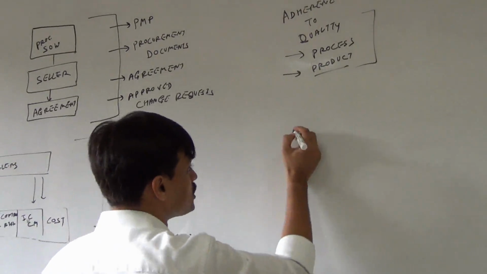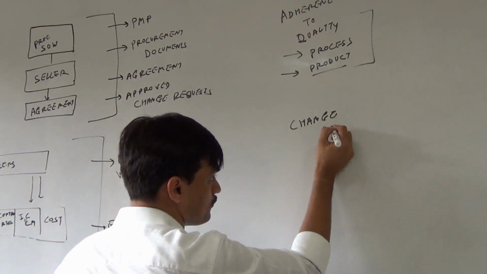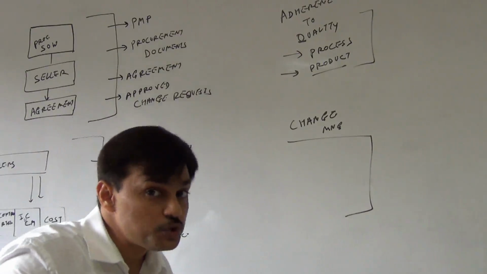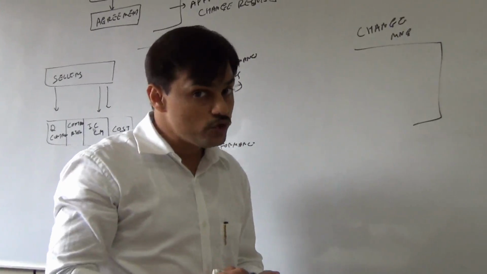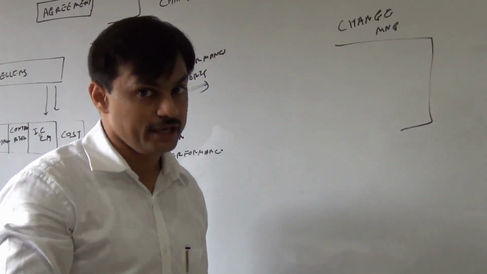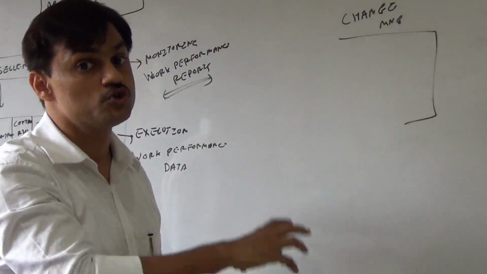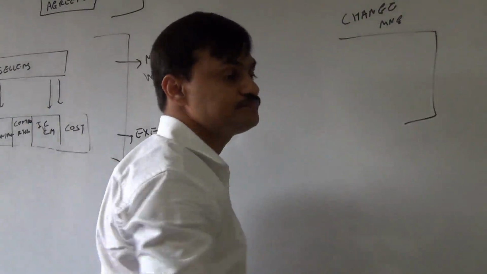The second dimension is you need to ensure the change management. While executing the procurement contract, you may find various events where you need to modify or extend the agreement. So those issues also need to be managed while executing control procurement.